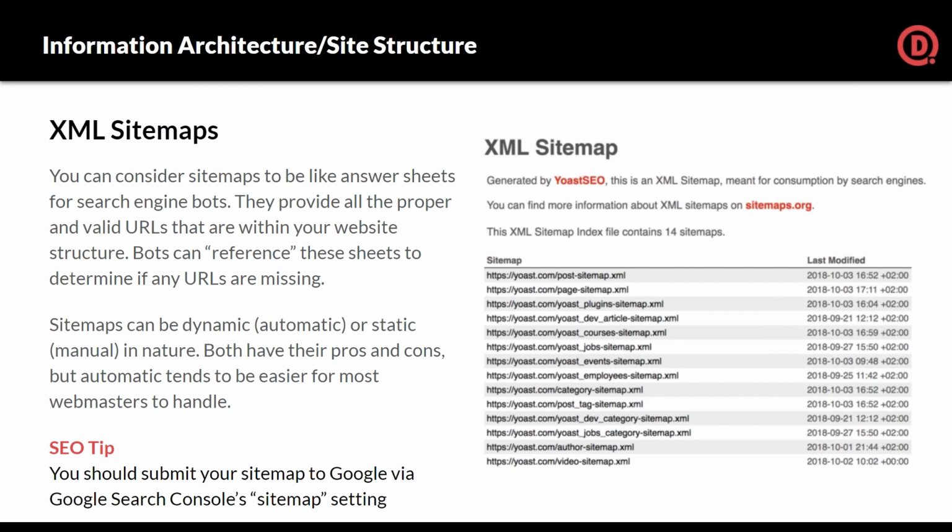And just as a quick tip here, once our sitemap is on our website, we should be submitting the sitemap to Google via the Google Search Console sitemap setting. So there's a little section within Google Search Console where, underneath sitemap, you just type in the URL for your sitemap, usually just yourdomain.com/sitemap.xml. And that's a great way for Google to see where your sitemap is located and easily access it.